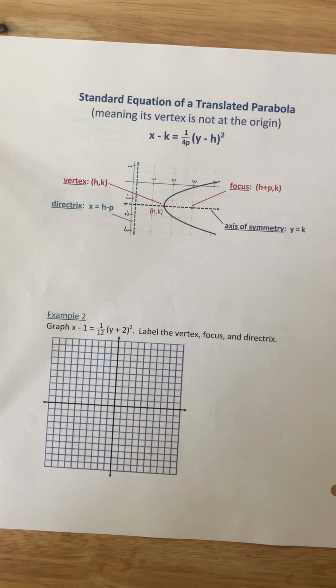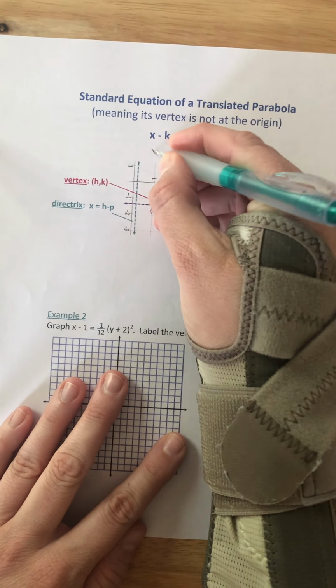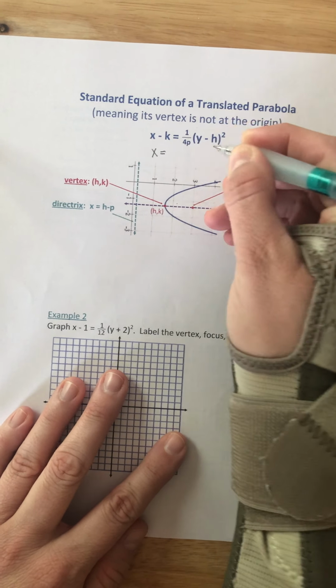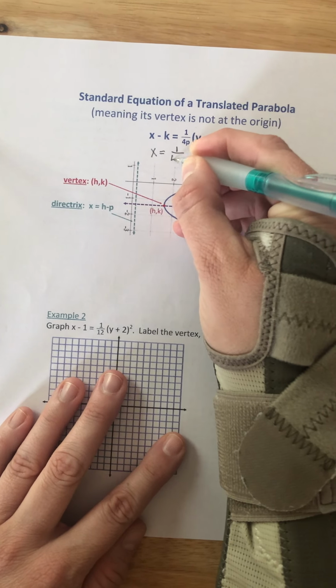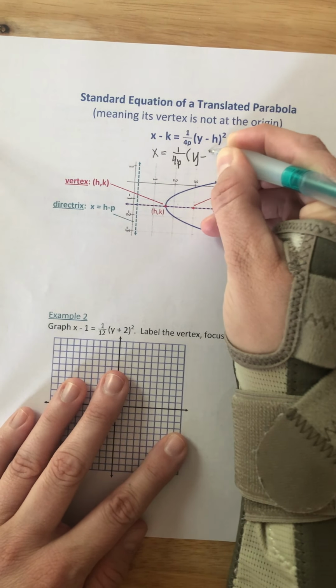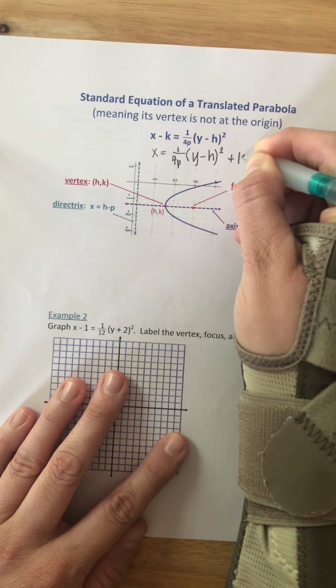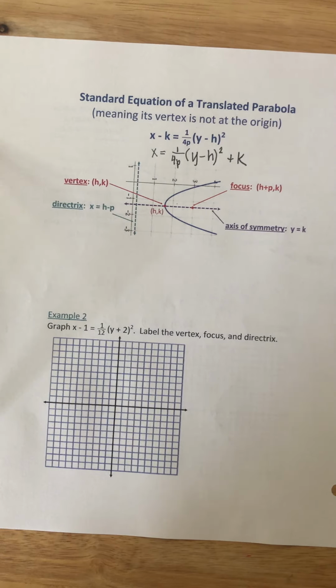So same thing is going to happen here with the h and the k. Now if you want, and I'm going to do this, I'm going to rewrite mine where I'm solving for x. I just like to get one variable by itself. All right, so the h and the k again are going to let us know what our vertex is. P still means the same thing. Again, if p is positive, we're going to open to the right. If p is negative, we're going to open to the left.